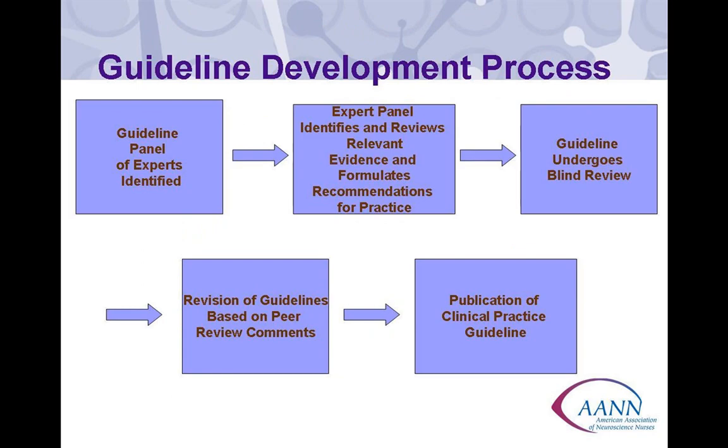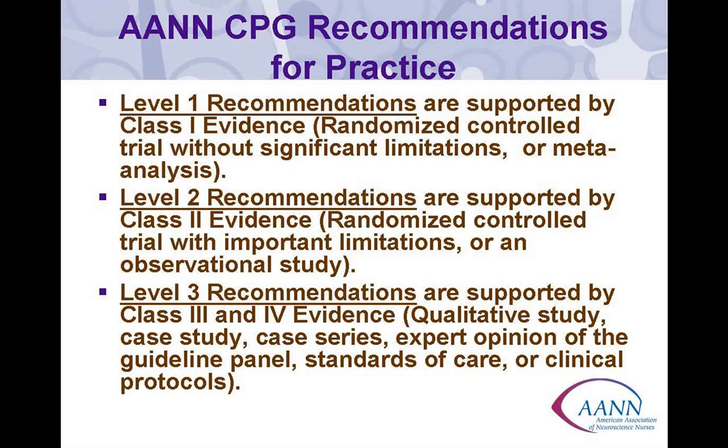Within the guidelines, the evidence is leveled based on the available publications that can support that level of evidence. Level 1 recommendations are supported by class 1 evidence, and those would include publications that represent a randomized controlled trial without significant limitations or a meta-analysis. Level 2 recommendations are supported by class 2 evidence, such as a randomized controlled trial with important limitations, or an observational study. And then level 3 recommendations are supported by class 3 or class 4 evidence, such as qualitative studies, case series, expert opinion of the guideline panel, standards of care, or clinical protocols.